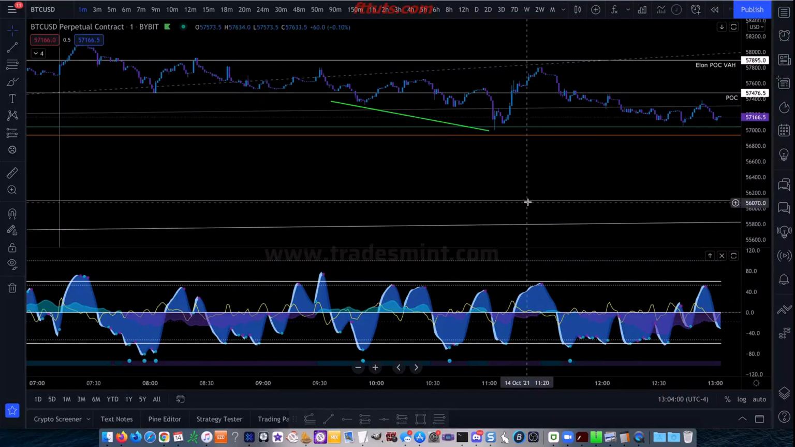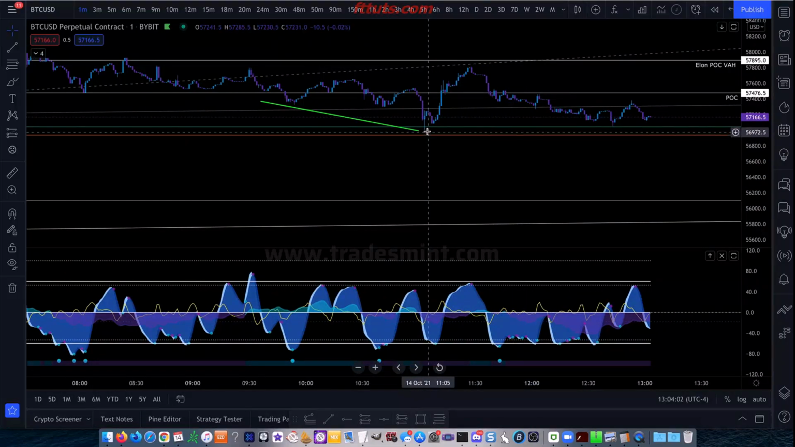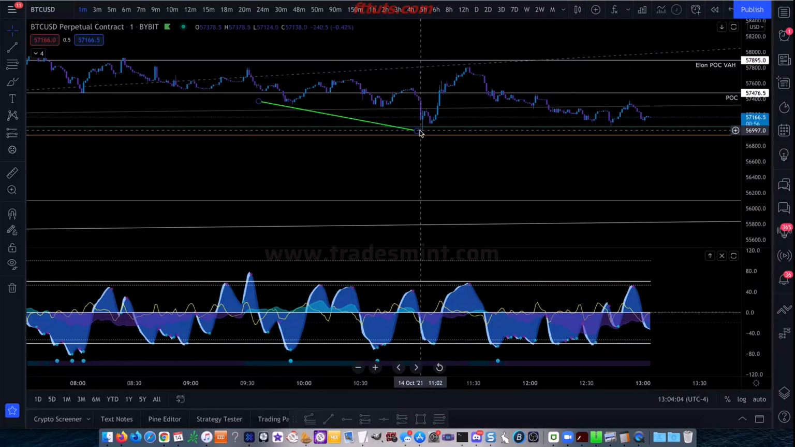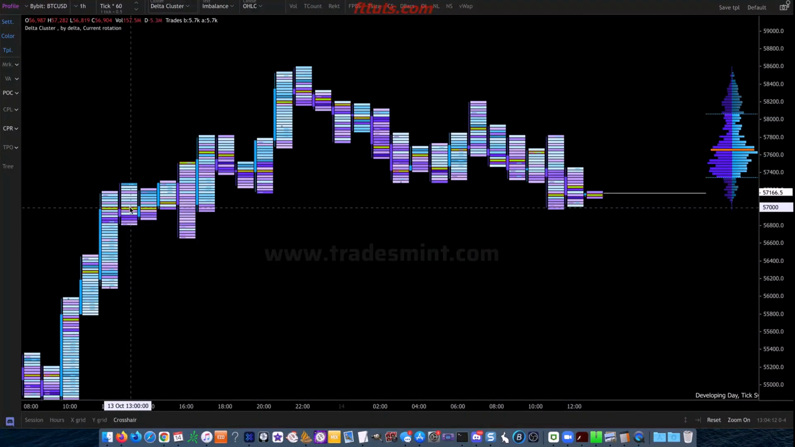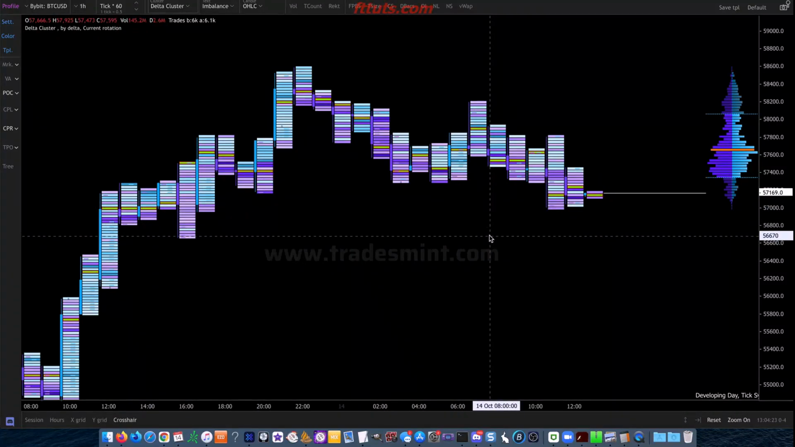we can see that we did get a bounce right off of this golden pocket right here, right around 56,900 give or take. And if we go to the 1 hour chart, we can see that right around 56,900, 57K, there was a big spike in volume. So we can say, okay, there's a high volume node right here, and it just makes it a little bit easier to see, right? That is what it does.